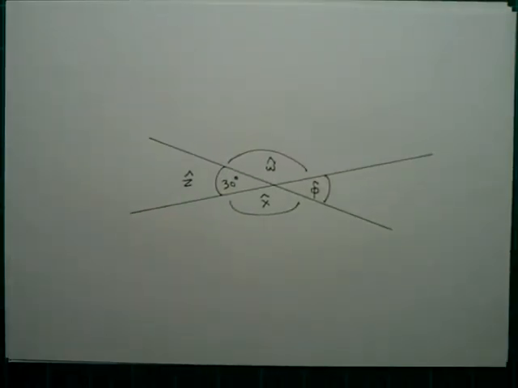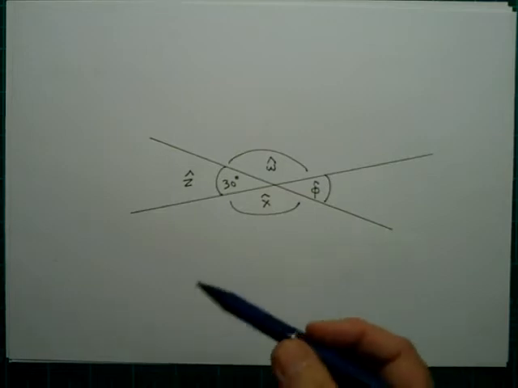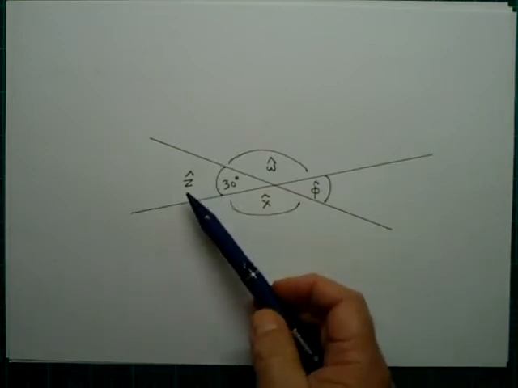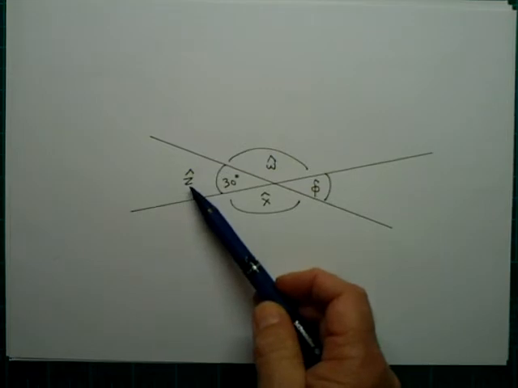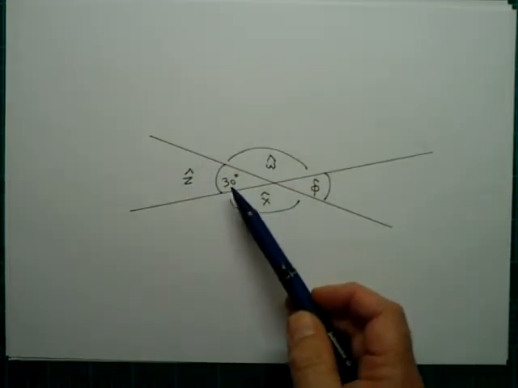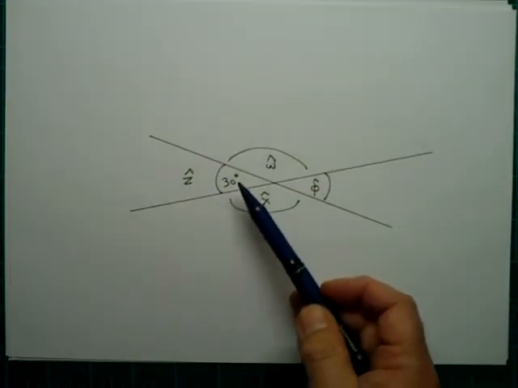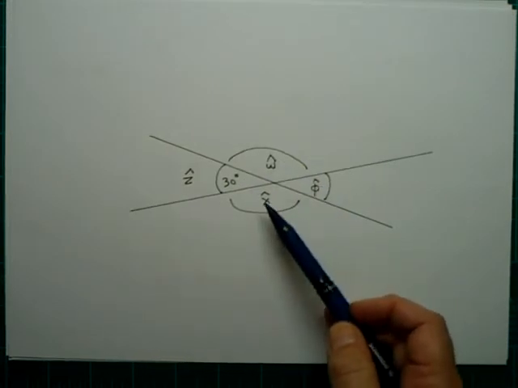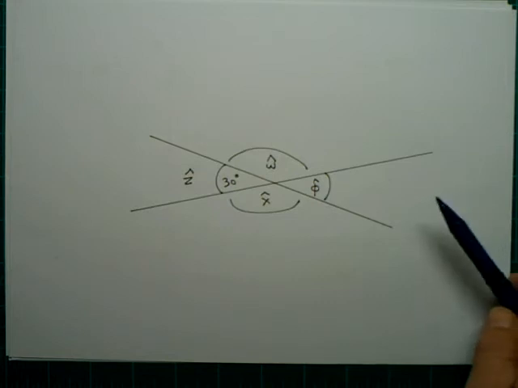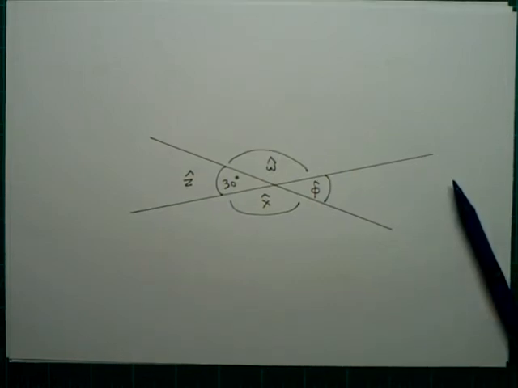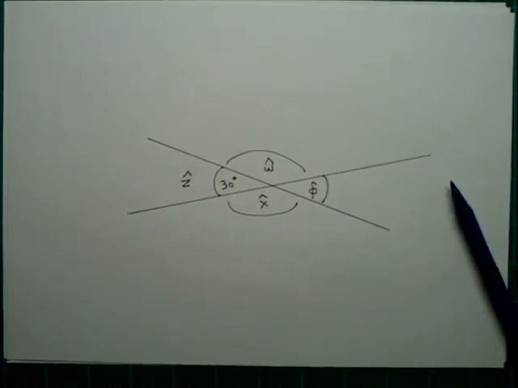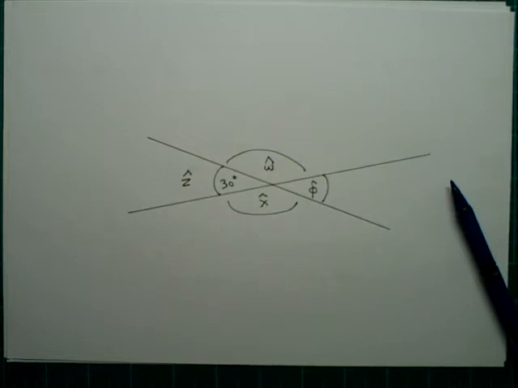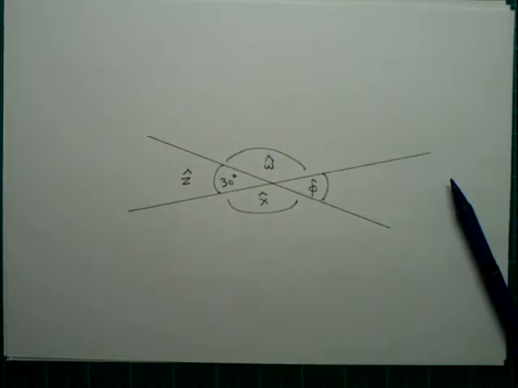Well, here we have two crossing lines, and what is given is the angle z, which is 30 degrees. Now, try to determine omega, phi, and x by justifying your answer. You can pause the video again. Okay, this is the answer.